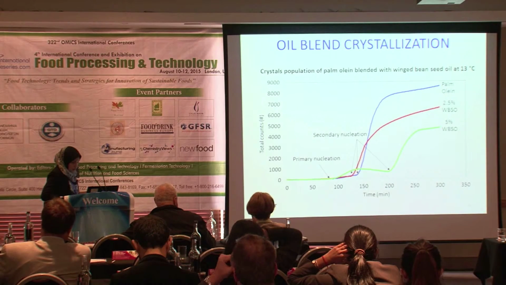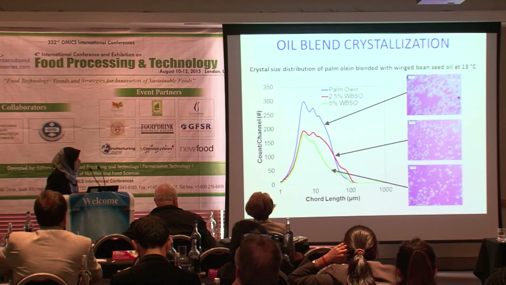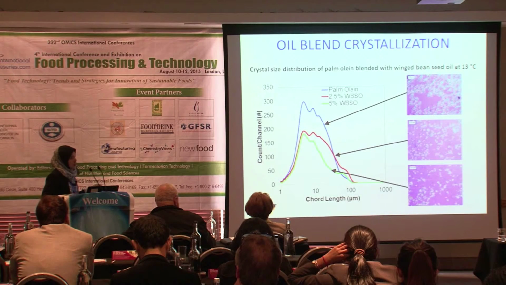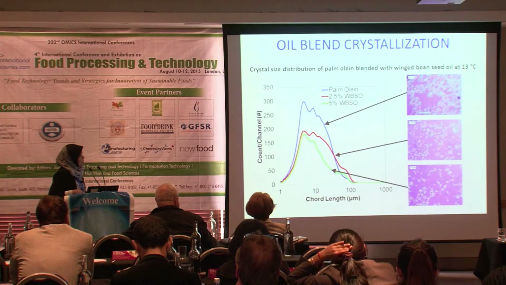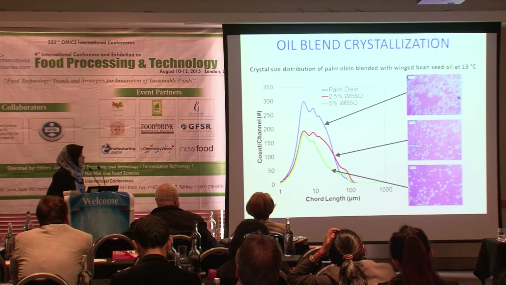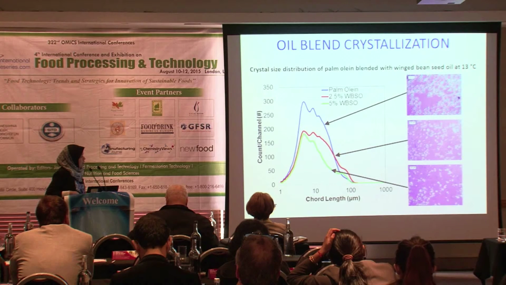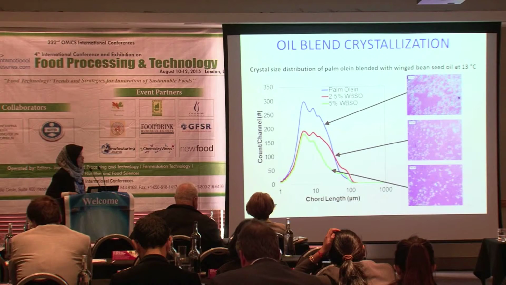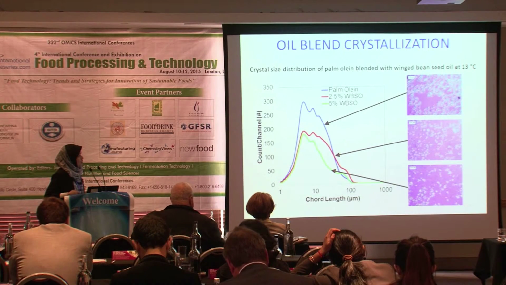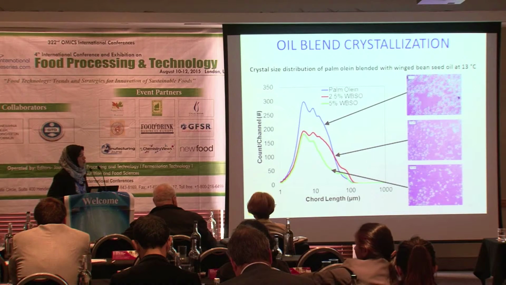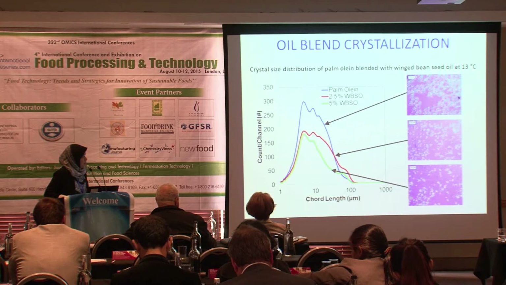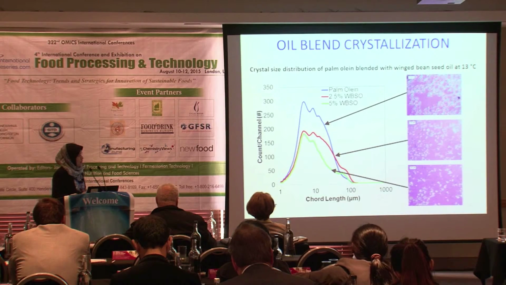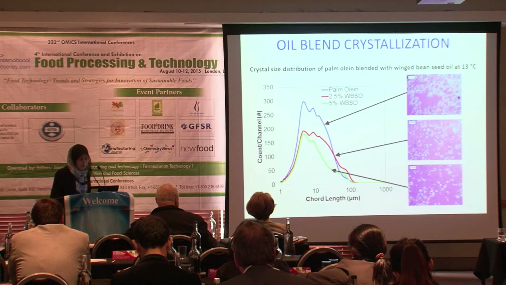And we looked at the crystals under the microscope, and also based on the crystal size distribution from the FBRM, we found that it agrees with the previous results. This is the control palm olein, and when we added the wing bean seed oil in different amounts, we saw that the number of crystals decreased, and also the size of the crystals decreased, meaning that it not only serves as a crystal nucleator, but also a crystal growth retarder. And this means that we cannot use this as a crystal promoter in palm olein crystallization.